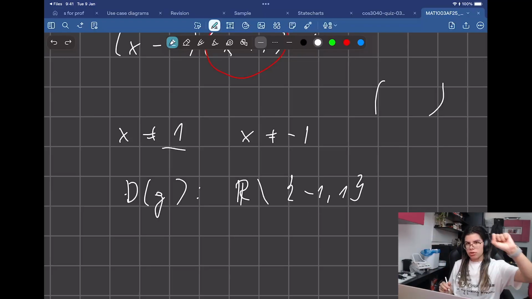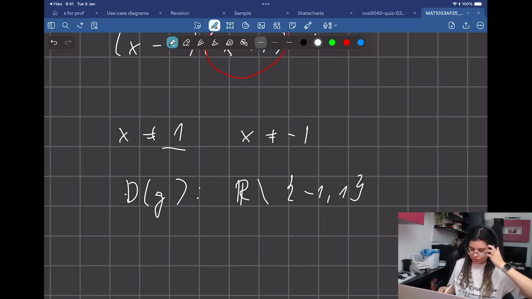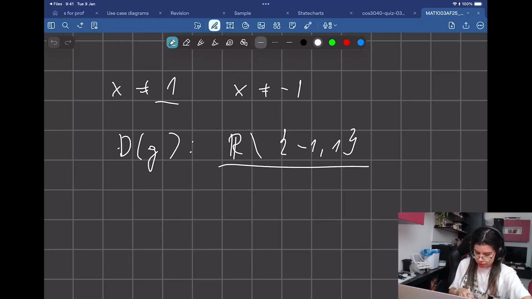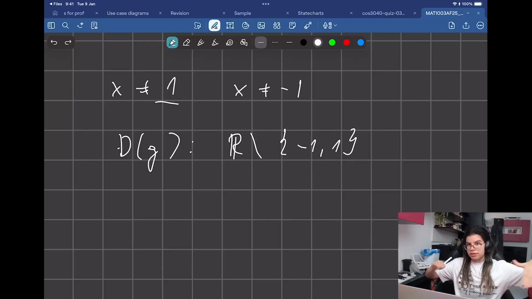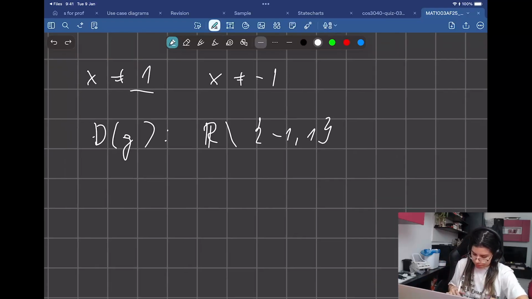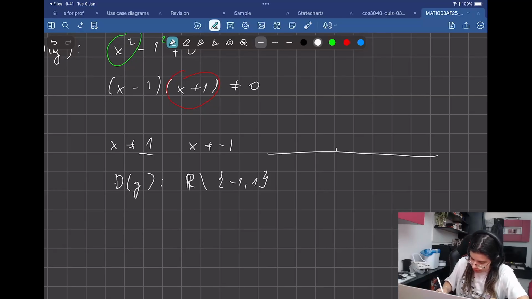These are only two specific values that I'm excluding from the domain. So that's one notation you could use. The other one is through the whole range. So if we were to draw this on the number line, -1 and 1, we basically have everything except for -1 and except for 1.